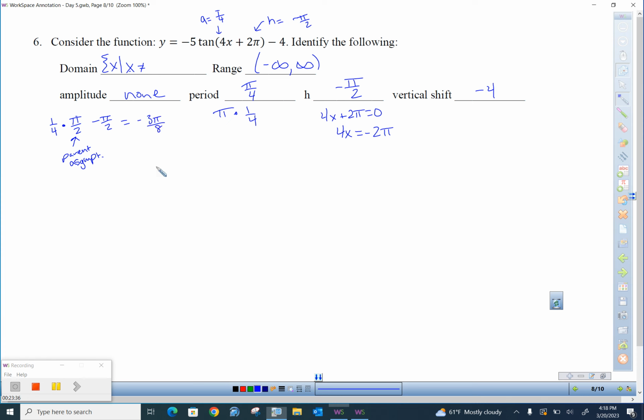Okay, so that's one asymptote. And that's not necessarily the first one, but it doesn't matter which one you start with for the domain. We just have to pick one and then say it happens every period after that. In the case of this one, our period is only pi over 4, so it's plus pi over 4n, as long as n is an integer.